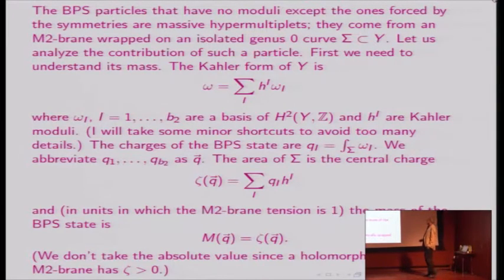So in units in which the M2 brane tension is 1, the mass of the BPS state is the same thing. We should take the absolute value, but we don't have to, because zeta is positive. It's real in any way in 5 dimensions, and it's positive for a holomorphically wrapped M2 brane. So the mass is just zeta, and zeta is this.